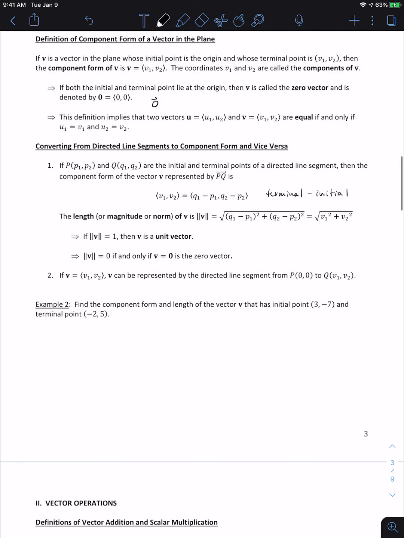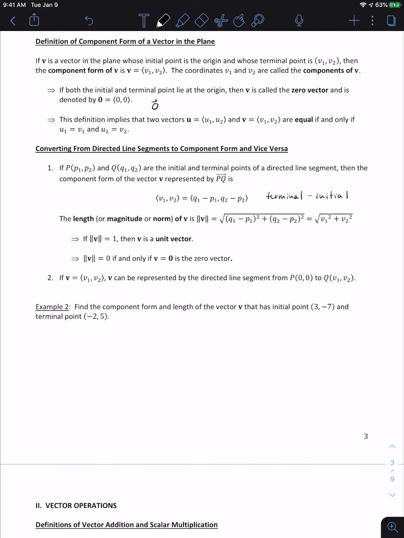And then that was part 1 here, how, if I give you 2 points, do you write it in component form? And now the second part here is if I give you a vector in component form, then how can you rewrite it as a directed line segment between 2 points? And remember that if it's in this form as a vector, its initial point is the origin, and its terminal point is v1, v2, right? So I can just write it as the directed line segment from 0, 0 to v1, v2.